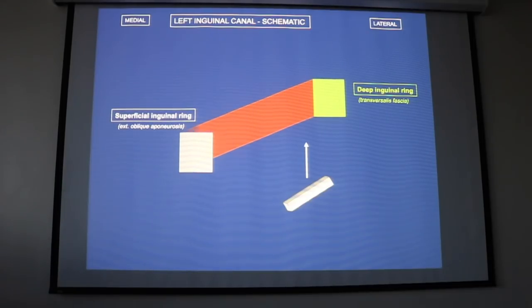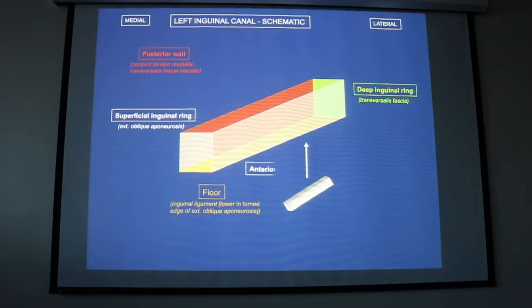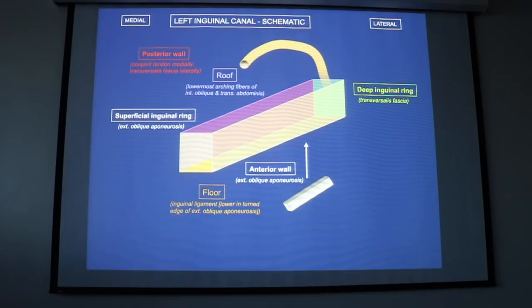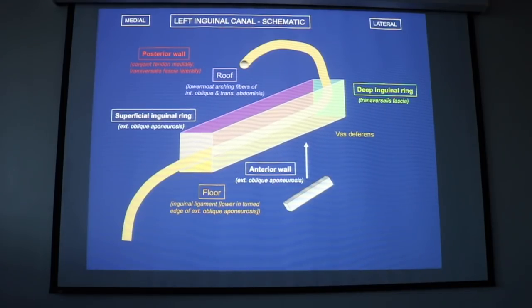External oblique. Posterior wall: fascia transversalis. But why am I saying that? I have not proven it yet. Wait. And this is the floor. This is the anterior wall. And this is the roof. Got it? Who passes through it? The vas deferens. The spermatic cord is a combination of all that: the vas deferens along with the testicular artery and vein, and there is a nerve for that.